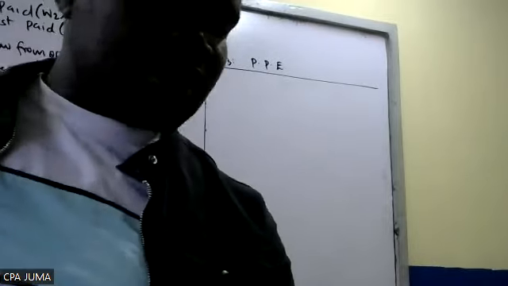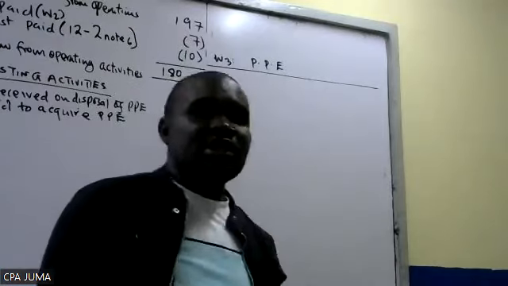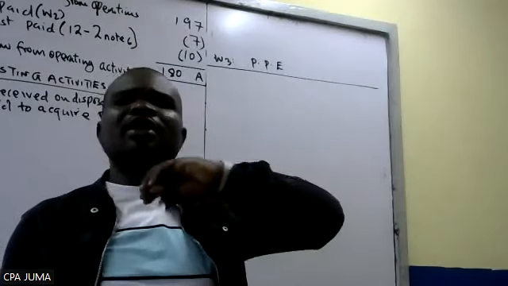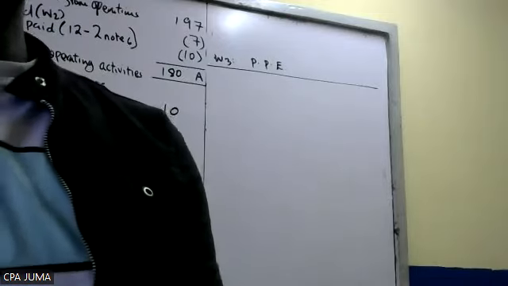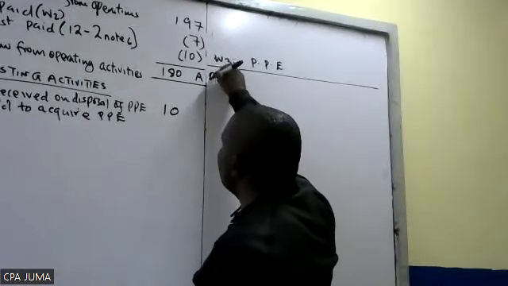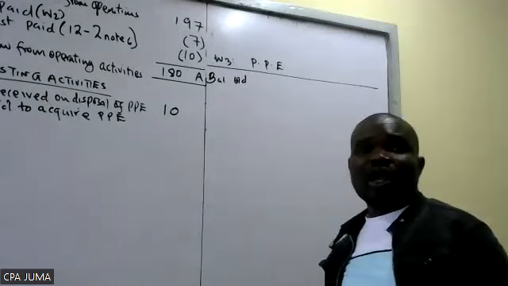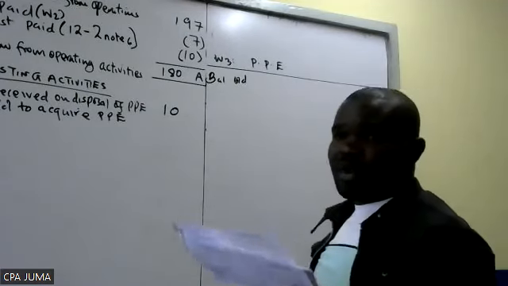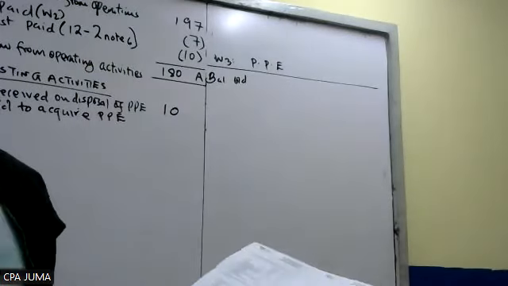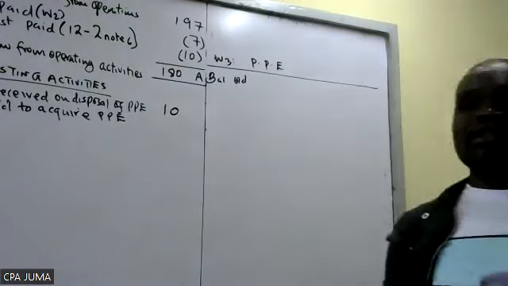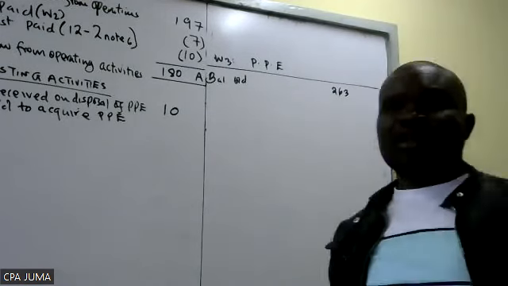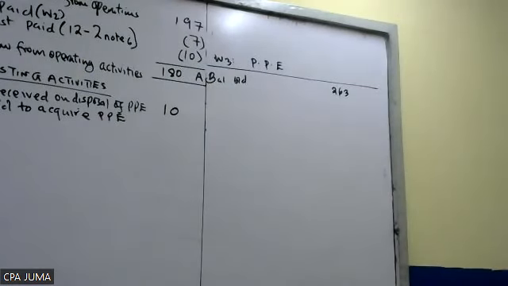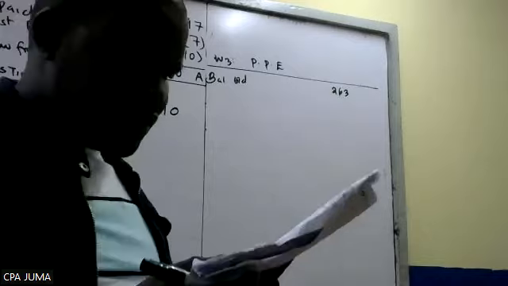Just the way we are doing reconciliation, start with opening. Then before you compare with the closing, you have to check all the notes. Anything touching on PPE, revaluation, depreciation, disposal, you adjust for all of them. Then you will be perfect. There we go. We start with balance brought down. How much was PPE at the start? Property, plant, and equipment when we started the year, you are capable of seeing 263. Yes, 263, I can see it there.